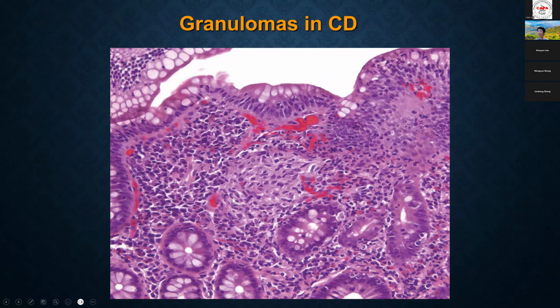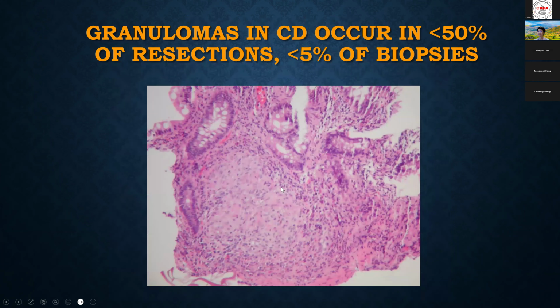And sometimes you may see a collection of histiocytes, so we call this granuloma. Once we see that, we think, oh, this is probably Crohn's disease. But you need to make sure. First, granuloma may be due to Crohn's disease and may be due to other things like foreign body, infection, or sarcoid, and you have to make sure it's Crohn's granuloma.